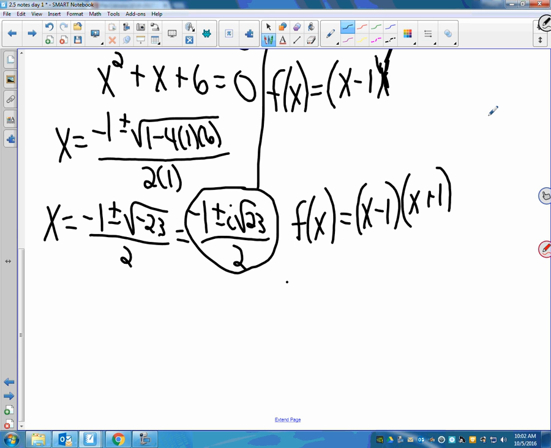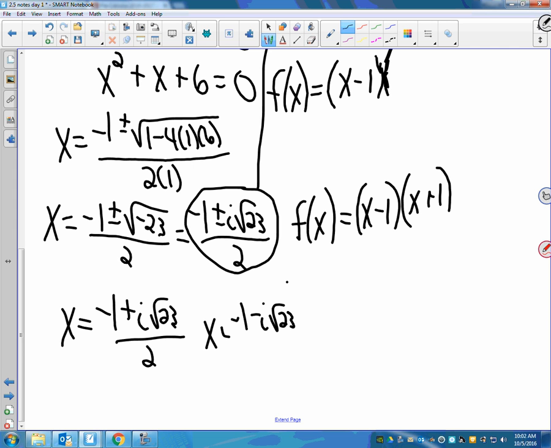So think about these zeros. You have a zero of negative 1 plus i radical 23 over 2, and you have a zero of negative 1 minus i radical 23 over 2. How are you going to write those as factors? What did you do from the zeros to get to here? Just change the sign. Even though this is an ugly mess, we're just going to change the signs as we go through. So this one is just going to be x plus 1, but then this is going to change to minus i radical 23 over 2.